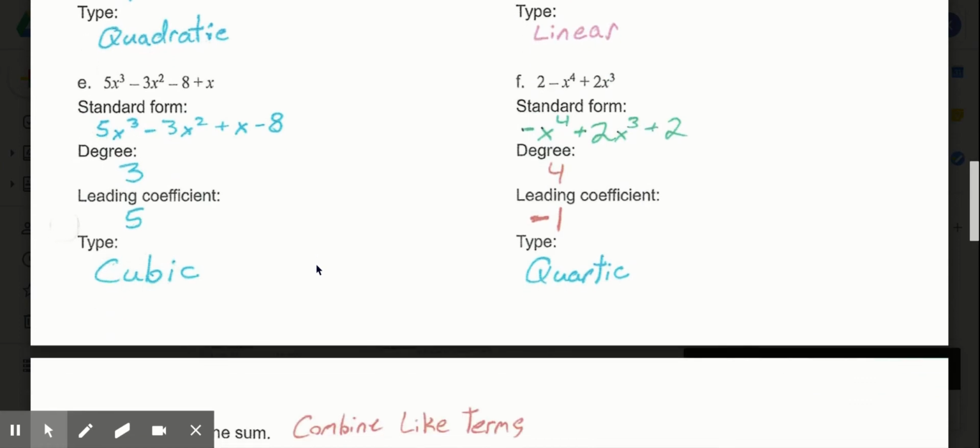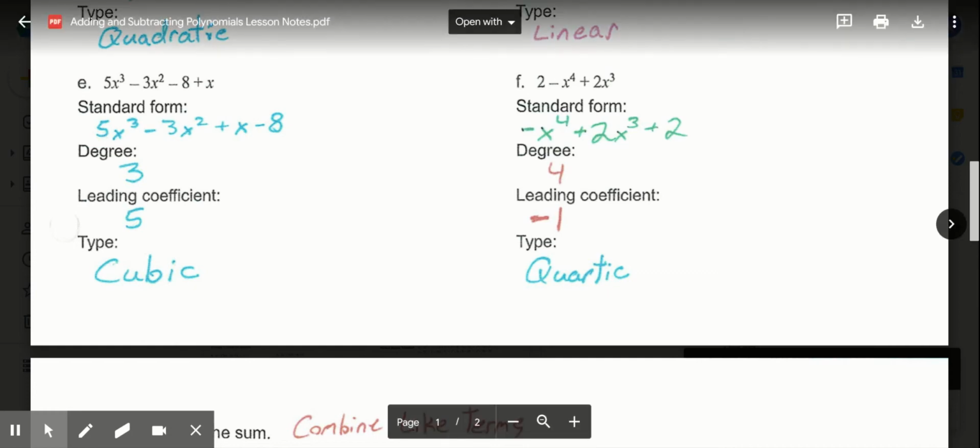And then our last 2 here, for E, in standard form, we need to flip the negative 8 and the plus x. So it becomes 5x cubed minus 3x squared plus 4x minus 8. Our degree, our highest exponent, is 3. Our leading coefficient, what's in front of our first term, is 5. And because it's the third degree, it is cubic.